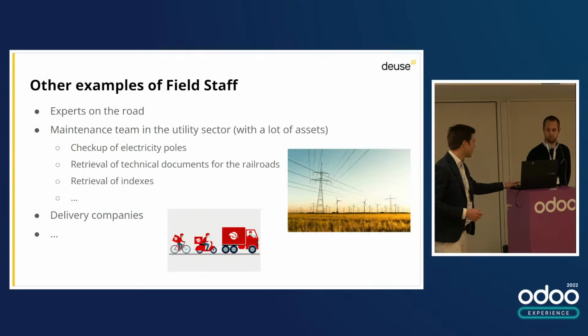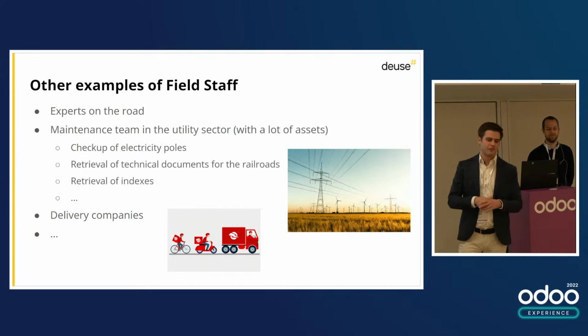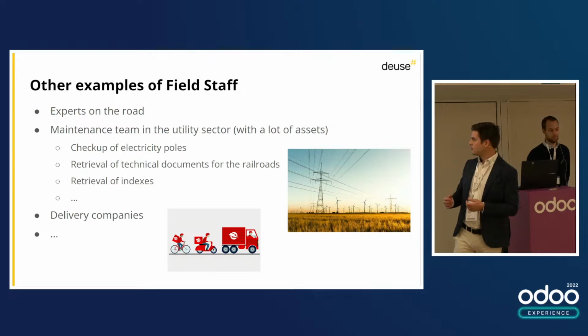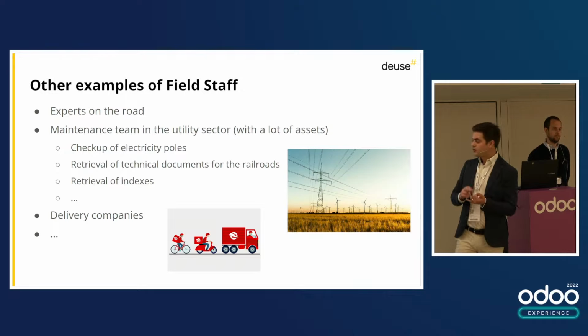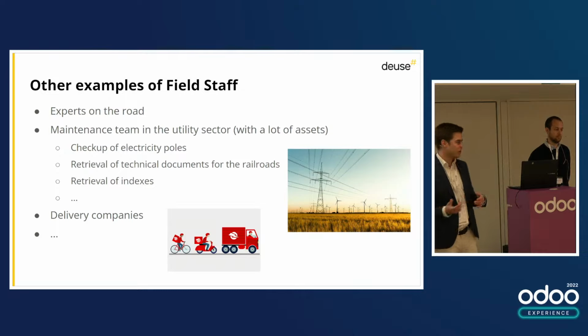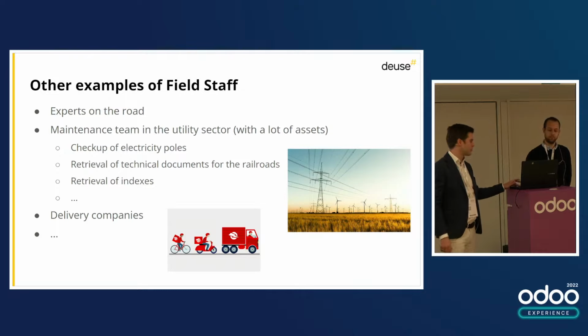First of all, let me explain other uses of field staff for which we worked, outside of experts on the road. You also have maintenance teams, the teams that check on electricity poles, the quality, who retrieve indexes, who retrieve technical documents, for example, on trains. That's also easy to use on an app. And you also have delivery companies that are all field staff users where an application can be beneficial for specific processes of the business.